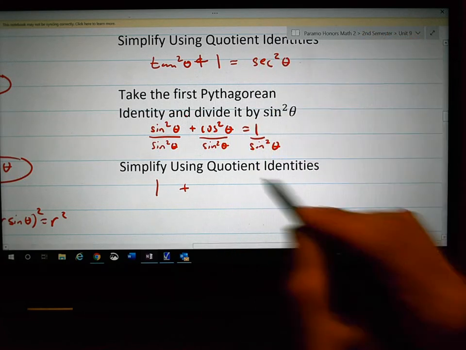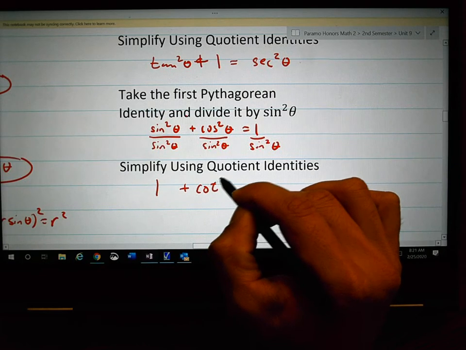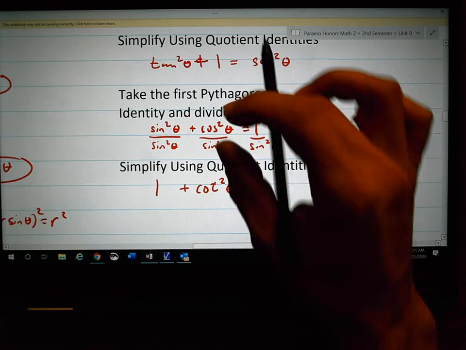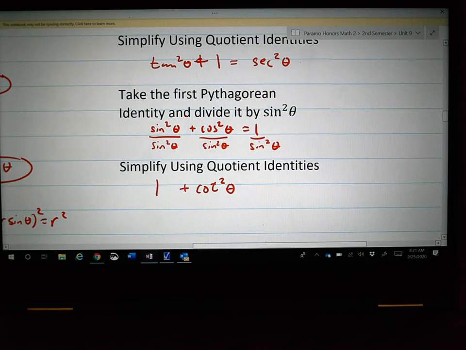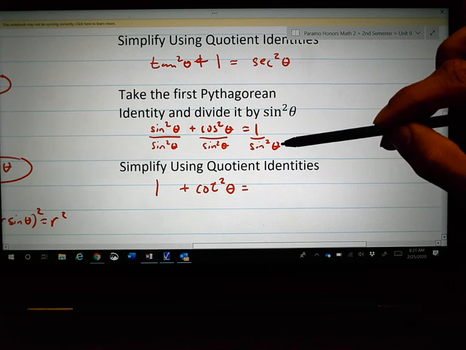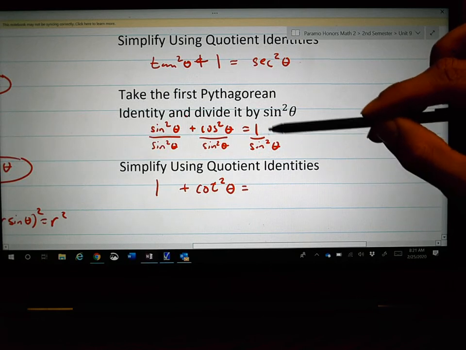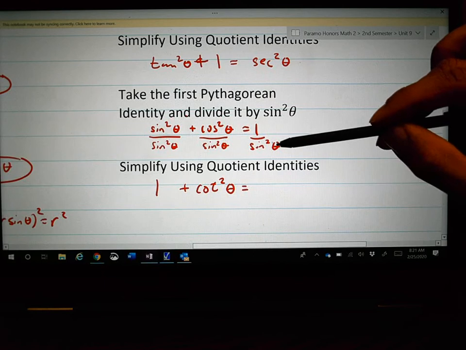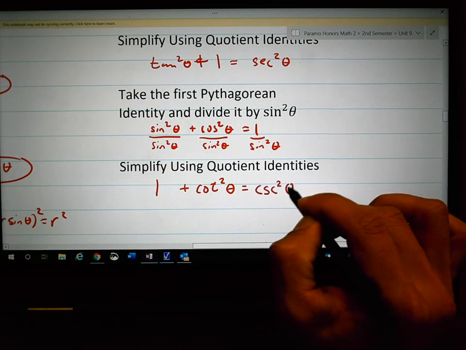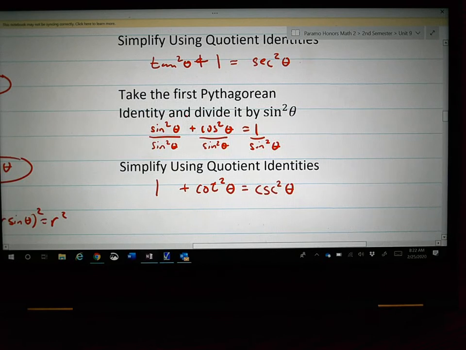Cotangent squared. Don't forget, the squared makes this one squared. If it was just a cosine over sine, it would be cotangent. But because there is a squared over a squared, this has to be cotangent squared. Equals, let's use a reciprocal identity, which 1 divided by sine squared of theta would be cosecant squared of theta, which is your third Pythagorean identity.